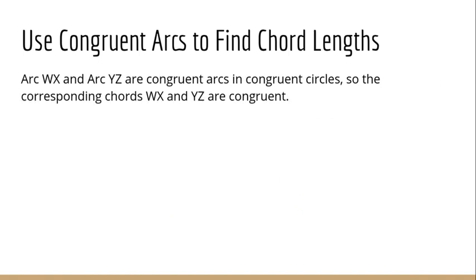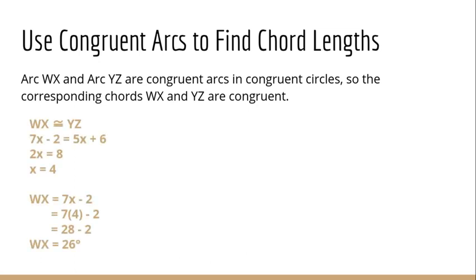So arc WX and arc YZ are congruent arcs in congruent circles, so the corresponding chords WX and YZ are also congruent. So again, that relationship between arcs and chords, if they're congruent, then the other is also congruent. So we're going to have WX is congruent to YZ, the two chords. We're going to substitute in the equation. So 7x minus 2 equals 5x plus 6. Simplifying it to get 2x equals 8 and x equals 4.